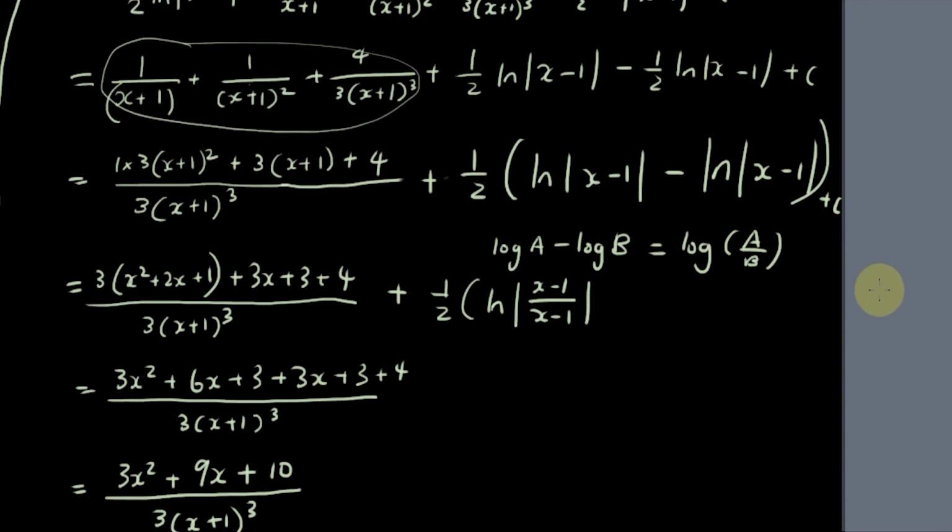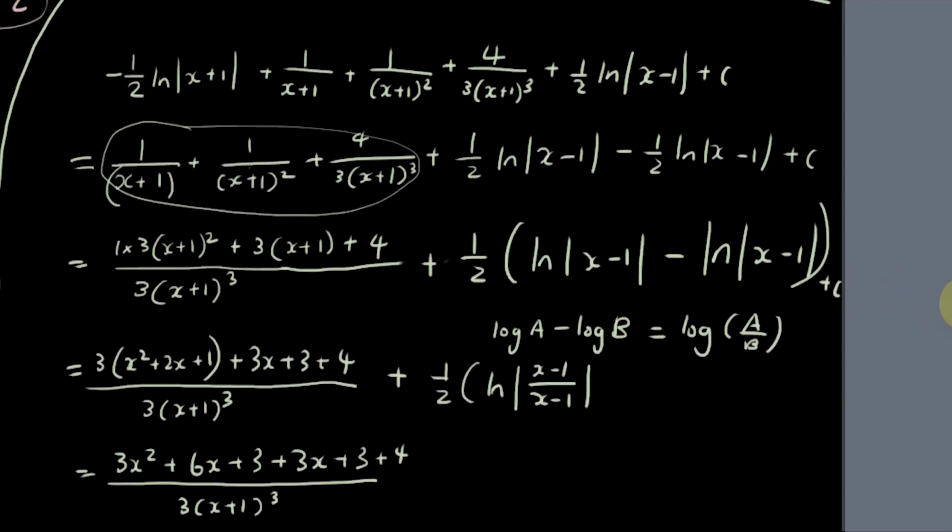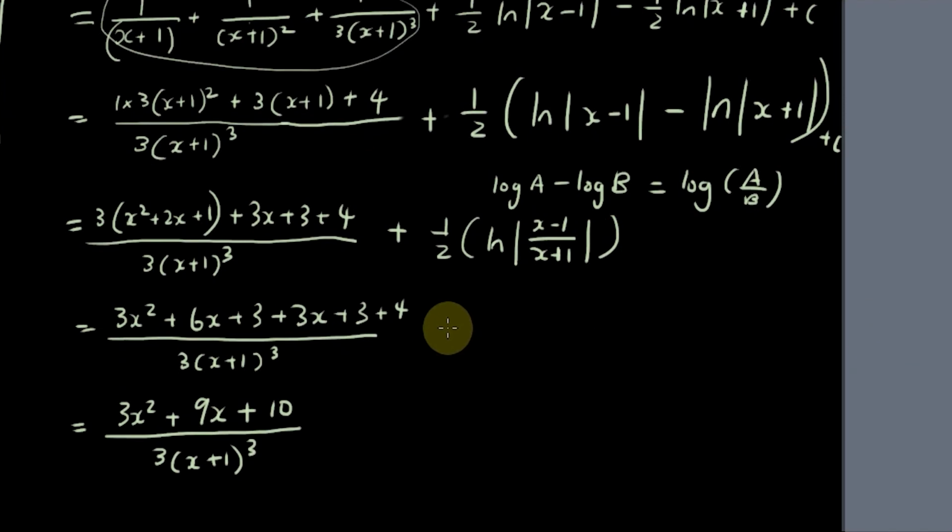Okay, did I copy something wrong? Yes. That's meant to be a plus. Okay, that's meant to be a plus here. Okay, so then you just keep copying all that down. So the final answer is half ln x minus 1 over x plus 1 plus c.